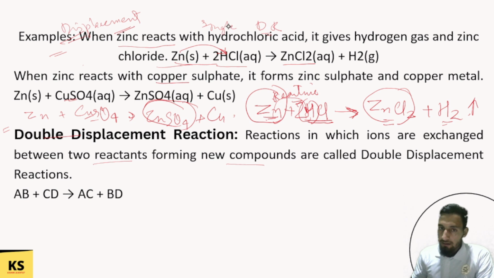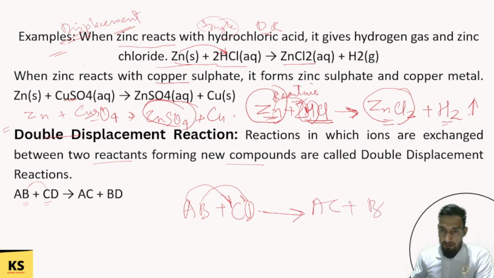Here only a single element displaced an element from a given compound, but in double displacement we will be having two compounds, for example AB plus CD, and these two will be displacing. A will be displacing C and B will be displacing D. We say that there is double displacement and we get two new compounds AC and BD.